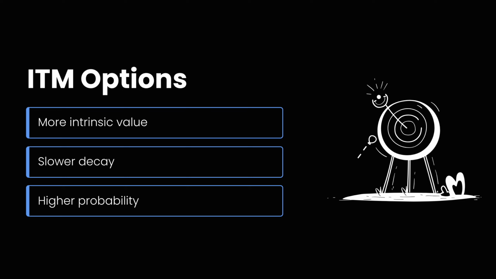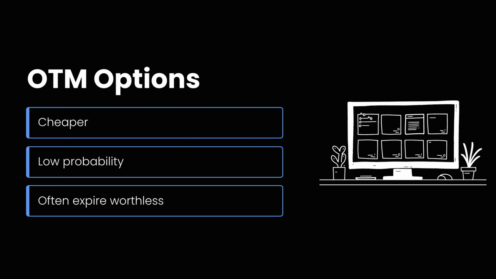Many traders prefer in-the-money options when buying directionally because they contain more intrinsic value. They decay slower, they move more closely with the stock, they offer a higher probability of profit, and they're less sensitive to time decay. On the other hand, out-of-the-money options are cheaper. But cheaper doesn't mean better. OTM contracts have lower probability and often expire worthless, even when the stock moves in your favor.